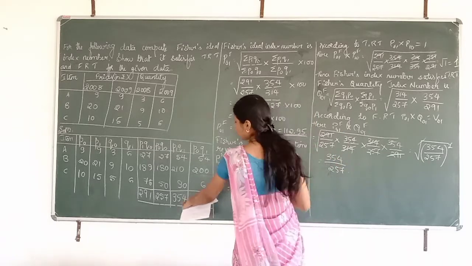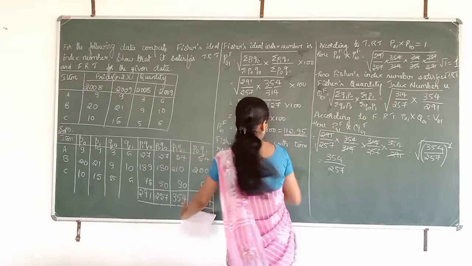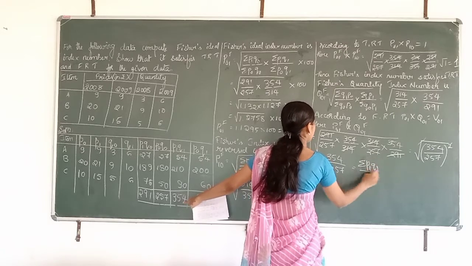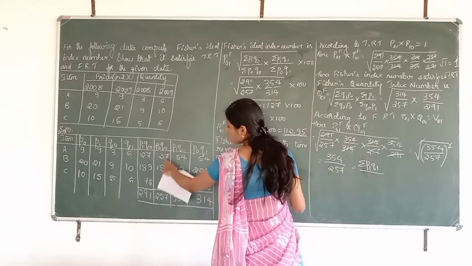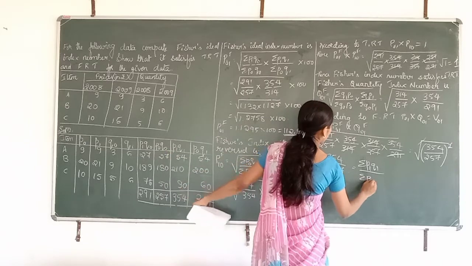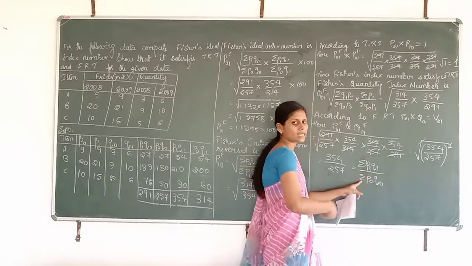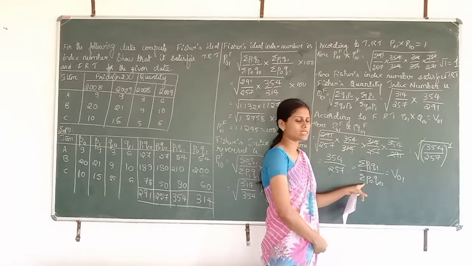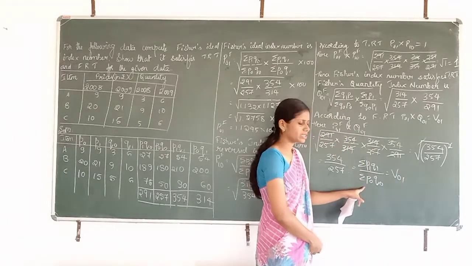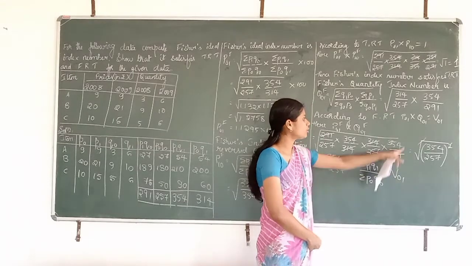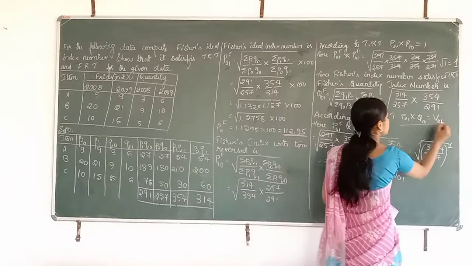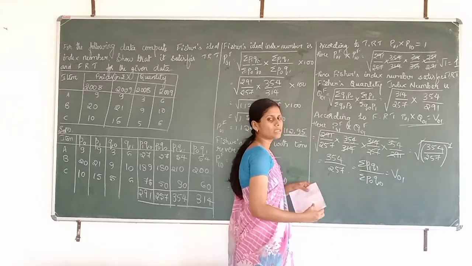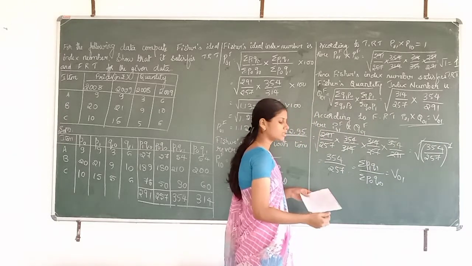257. See, 354 is the total of summation P1 Q1 divided by 257, and 257 is the total of P0 Q0. So this formula is nothing but the formula of the value index number. Value index number is equal to summation P1 Q1 divided by summation P0 Q0. So it is equal to the value index number. So this condition is satisfied. Therefore we can say that Fisher's index number satisfies the factor reversal test.